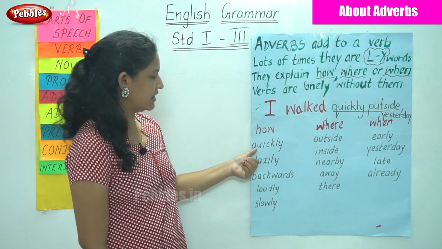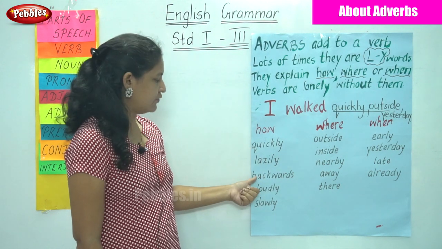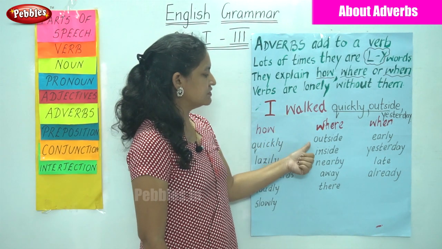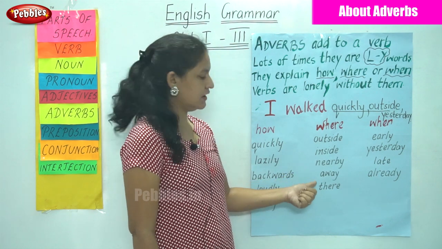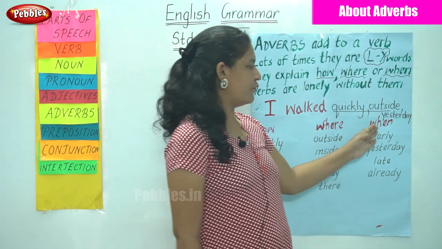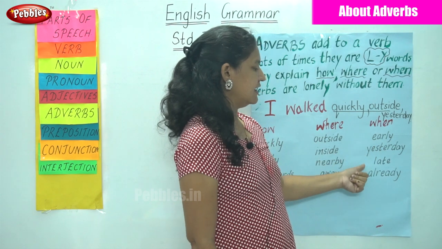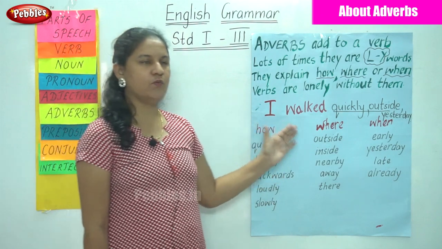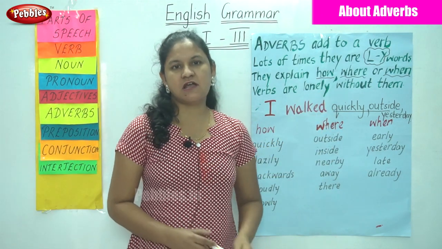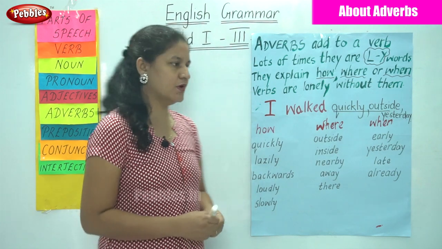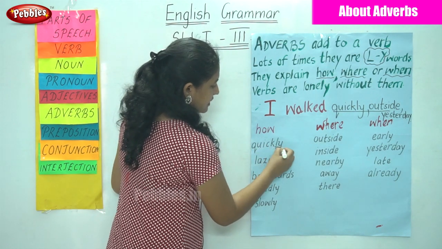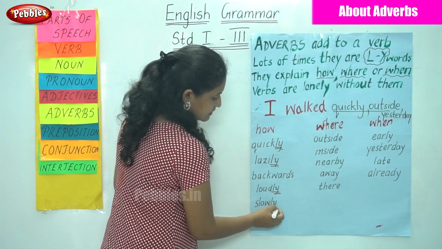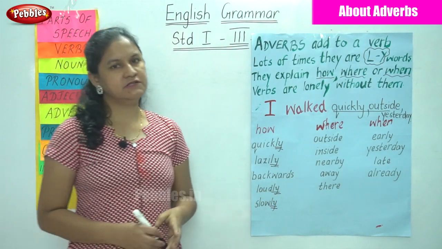So for how it is quickly, lazily, backwards, loudly, slowly. Where answers outside, inside, nearby, away, there. And for when, early, yesterday, late, already. So all these adverbs answer the question how, when and where, and adverbs add an ly to the verb. So quickly I add ly, lazily, loudly, slowly. So it always adds ly to the verb.